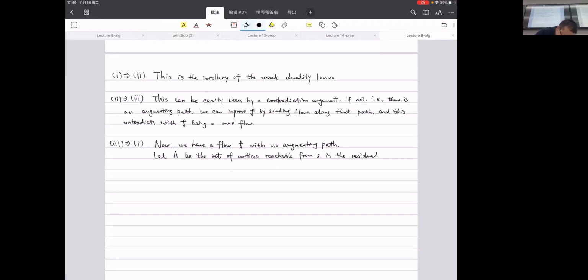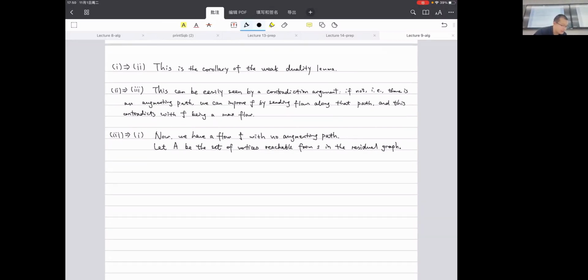In a residual graph, we consider the set A of all vertices reachable from S in the residual graph. And we are going to argue about the cut value between this A and V minus A. Of course, having this definition, reachable from S, S is going to be in A here.